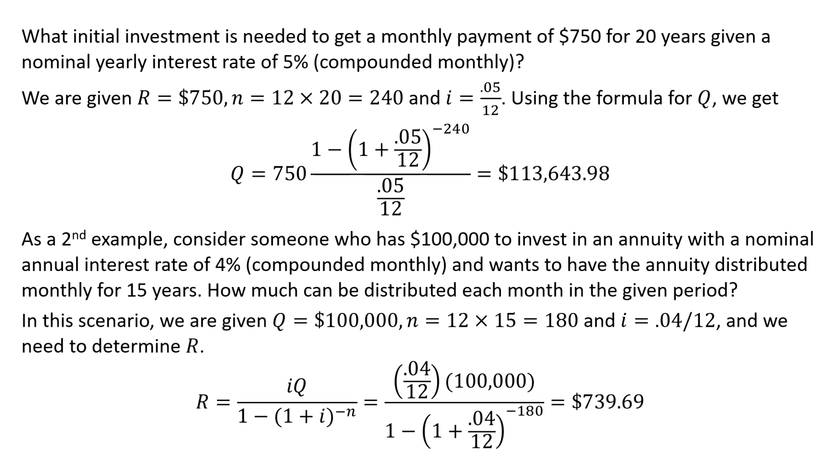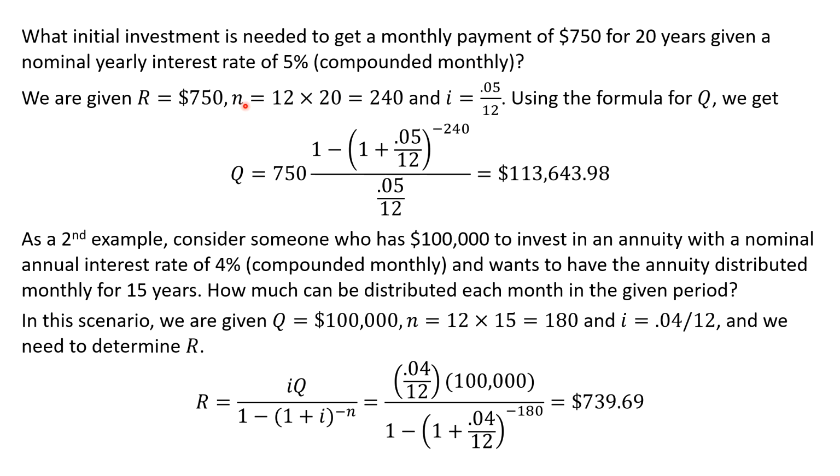Okay, now for some examples. What initial investment is needed to get a monthly payment of $750 for 20 years, given a nominal yearly interest rate of 5%? So this is an annuity that somebody might want to buy in retirement, and maybe they're not quite ready to purchase this, but this is sort of what they're thinking they need to supplement their income. So they want to know how much money they need to save to buy that annuity.